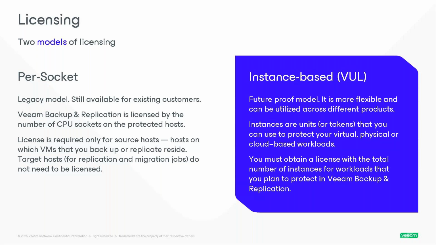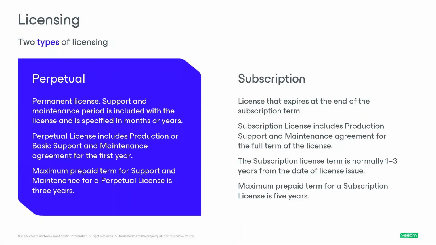So it's the number of workloads versus the number of CPU sockets, are the two models, but the VUL gives you the portability of, whether it's physical, virtual, cloud, unstructured data, like some of those different workloads we just discussed in the previous slides. VUL can cover all of those, whereas socket would be just for essentially VMware Hyper-V. So it would be probably good to future-proof yourself.